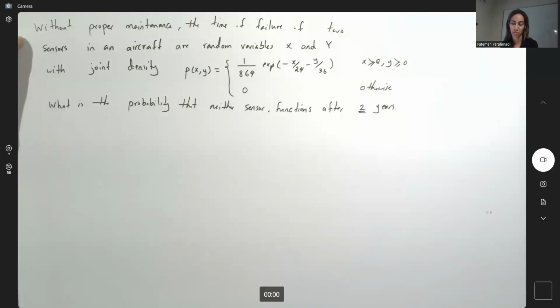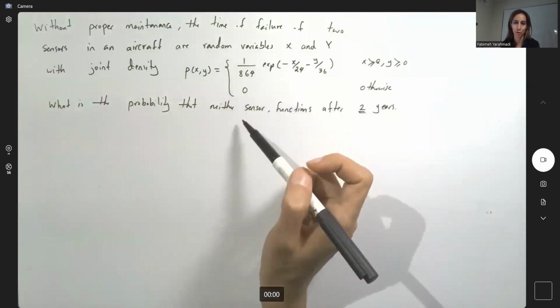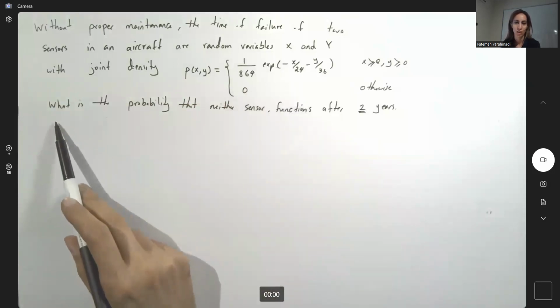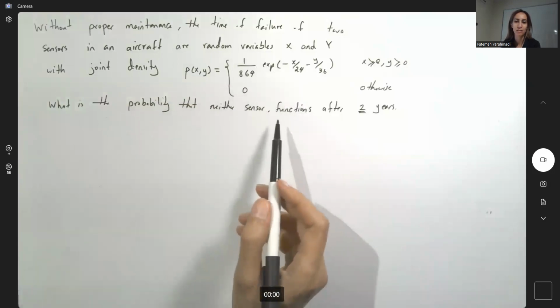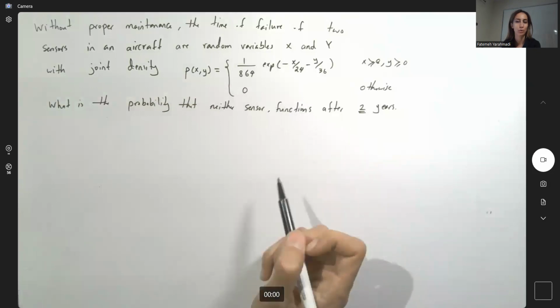The question says, without proper maintenance, the times of failure of two sensors in an aircraft are random variables X and Y. And it has a joint density function, which is defined as an exponential function. When we write exp, it means that we have an exponential function with base e, the Napier number. What is the probability that neither sensor functions after 2 years?